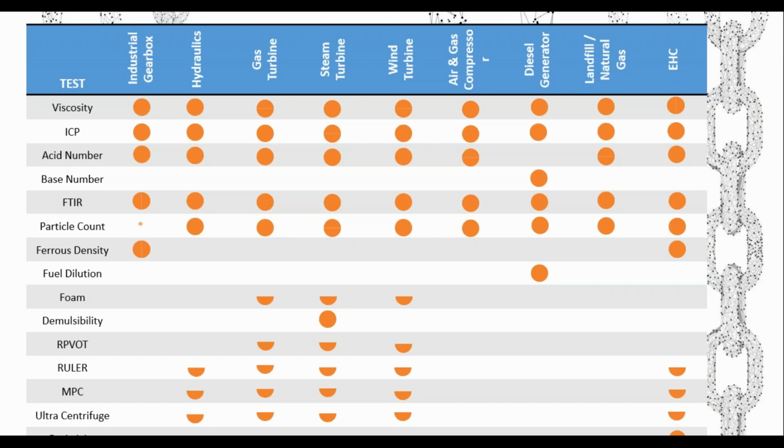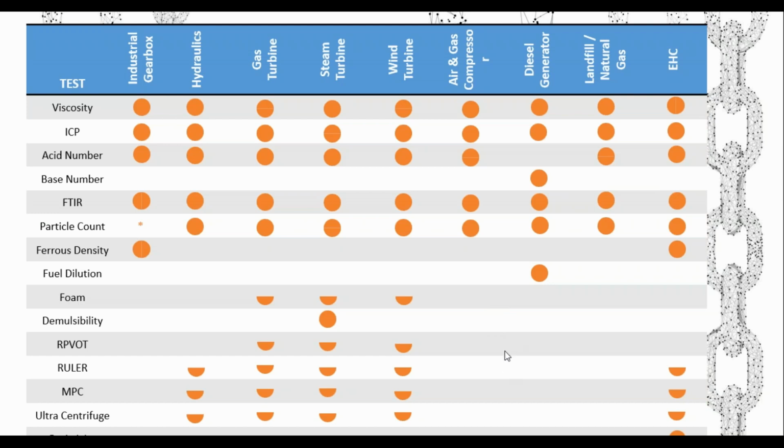However, we do see a lot of gearboxes that are utilizing filtration these days, whether it's a kidney loop or some sort of other functionality. And for those systems, we do recommend that everyone would use particle count testing.